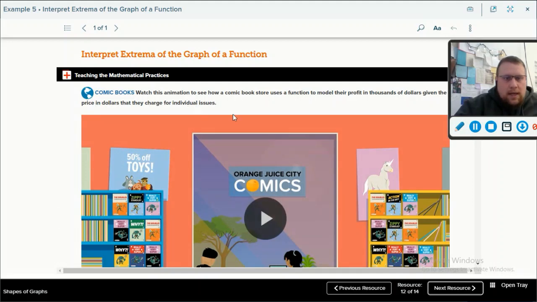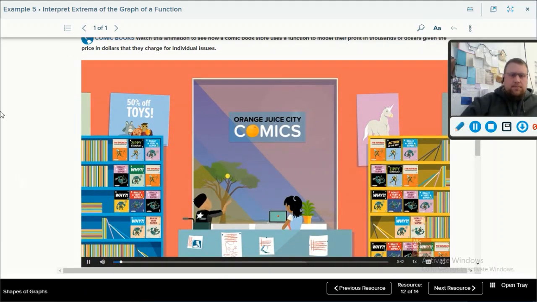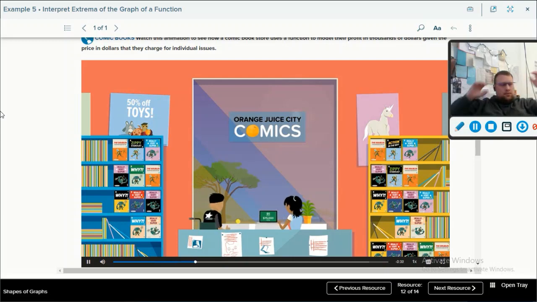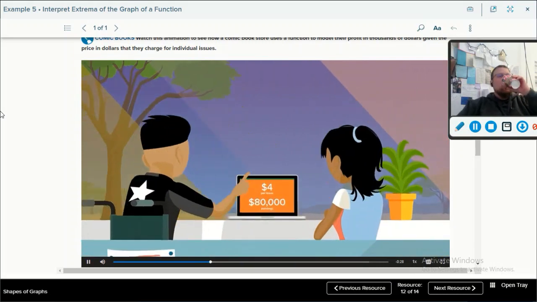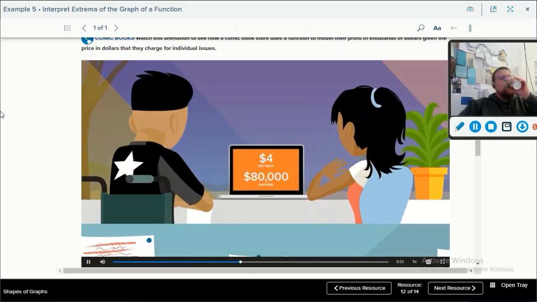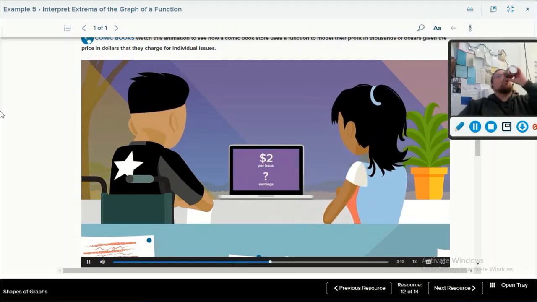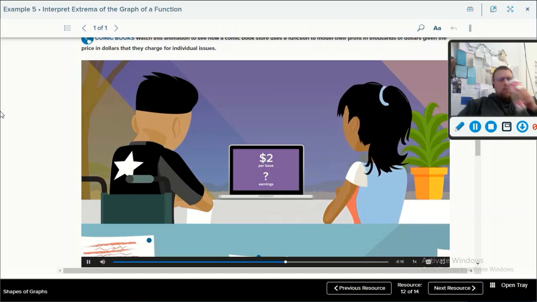Okay, watch this animation. We're going to talk about a comic book store. Watch what a comic book store does when determining pricing of comic books. Mr. Wynn and Ms. Berg manage a comic book store. Looking at the store's financial records, Ms. Berg sees that the store made $75,000 when they charged $5 per issue. Mr. Wynn points out that the store earned $80,000 when issues only cost $4. Ms. Berg assumes if they lower the price to $3 or even $2, the store will make even more money.